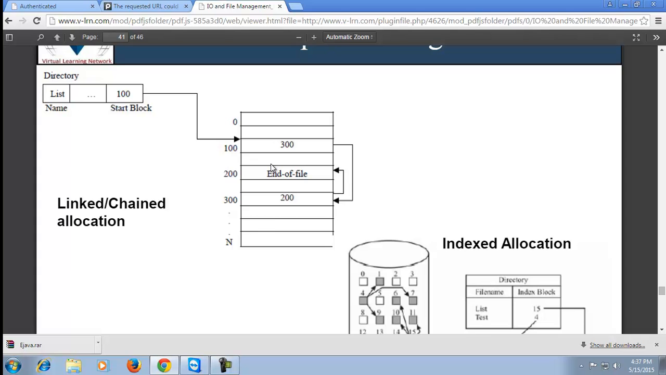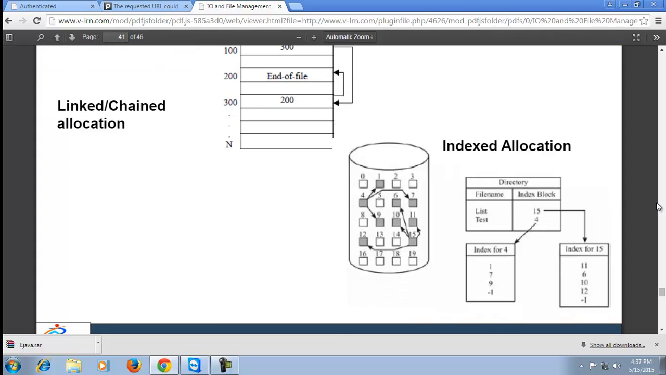In the same manner, in indexed allocation, we have the directory structure in which it stores the file name and their index block, and every index block has the linked connection list where it is connected and from which node it is connected for exchanging or for referencing. And there are two examples, the 15th which has these number of node links, and the 4th which has these number of node links. So this is the indexed allocation method, and this is the link chain allocation method.